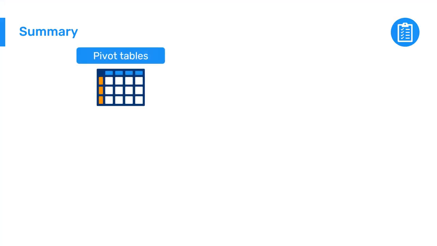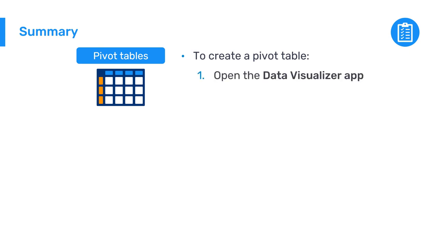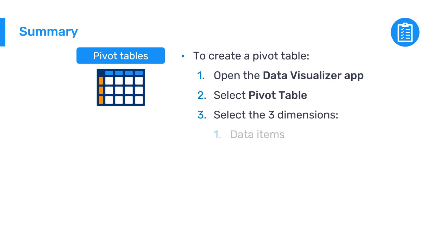In summary, to create a pivot table, you first need to open the Data Visualizer app, then select Pivot Table from the list of visualization tools. Then select the three dimensions, data items, period, and organization unit, and click Update.